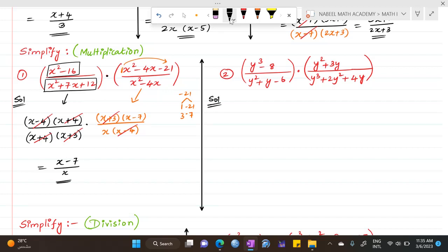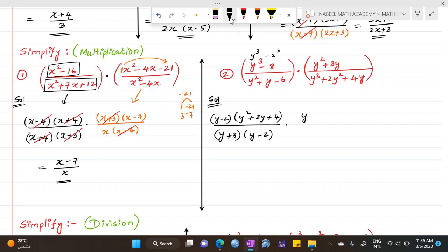Now similarly here we will have another form. You have to use the rule y cubed minus 2 cubed, a cubed minus b cubed. So what is the rule? It is y minus 2 times y squared plus 2y plus 4, over. What about the denominator? It's a 6. So you have y plus 3 and y minus 2. When you multiply, you will get minus 6. When you add, you will get plus 1. So this is a short technique you can apply.